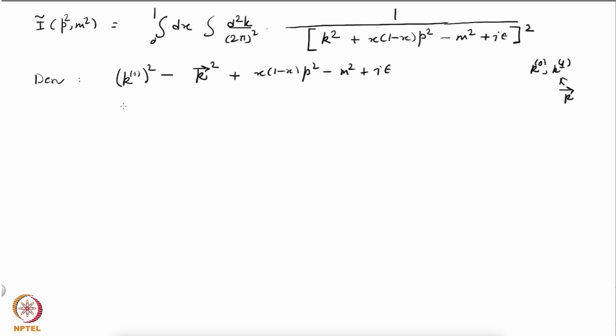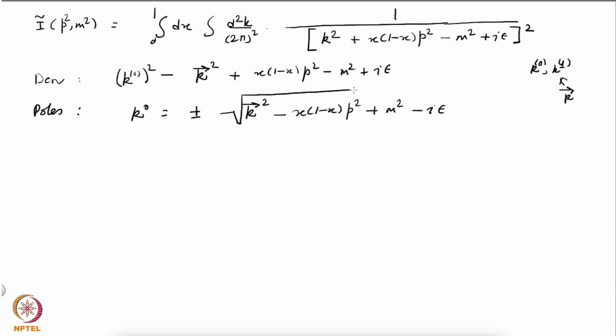So where are the poles? This is an integral, and the integrand has some poles. It vanishes at some values, and we are asking what are those values at which this integrand vanishes. And of course I am looking at things in the k0 plane. So k0 is equal to plus minus... okay, these are the locations of the poles.